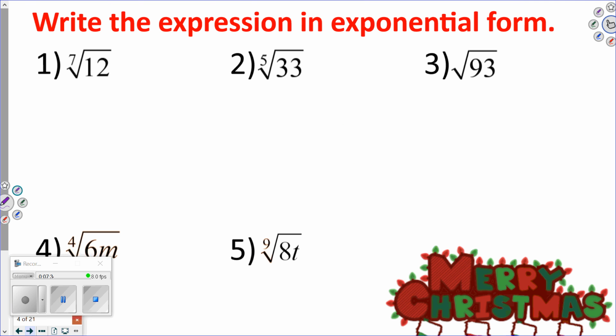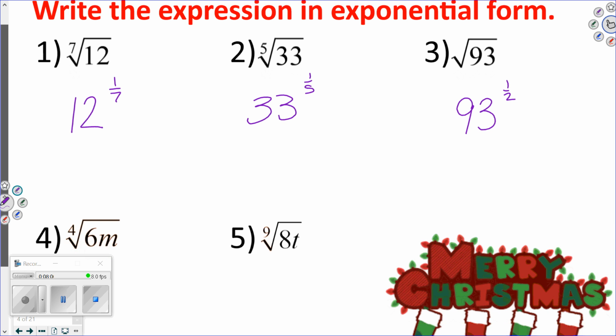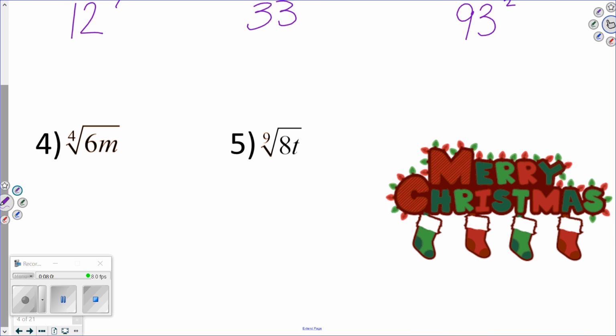Here's 5 of them. You try. So number 1, Taylor, what'd you get? Beautiful. Number 2, Luke. 33 to the 1/5. Number 3, Jonas. Make sure when you're reading these to me, guys, make sure you're saying it's to like the 1/2 power. Because if you just say 93 1/2, I'm thinking 93 and a half. Just make sure you're careful on that. Number 4, Sam.